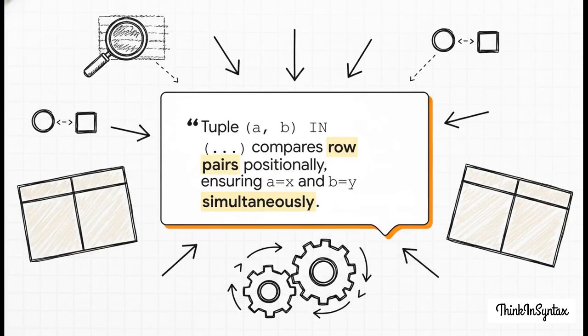So the key here is positional matching. When you say A, B in this, you're saying make sure A matches the first column and B matches the second column together. It's a fantastic tool for making sure your logic is rock solid.